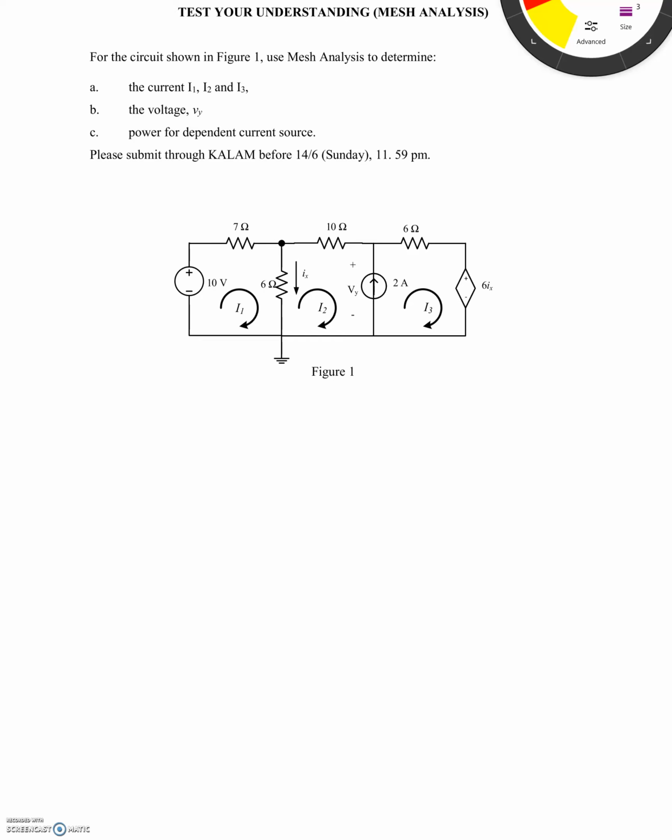But before you do the KVL, you have to check whether the circuit consists of a supermesh, and whether the circuit consists of a dependent source. If there is a dependent source, is it a current source or a voltage source? So first, we need to do KVL at the first loop.